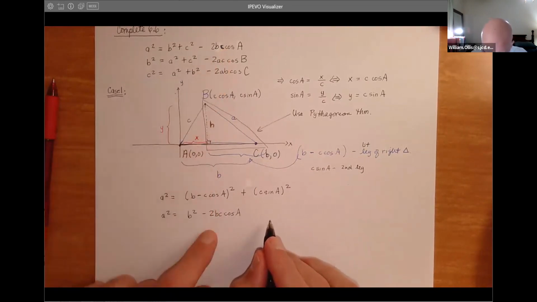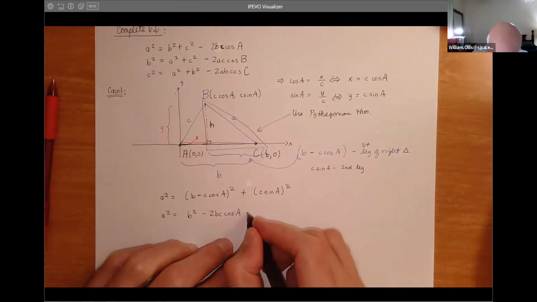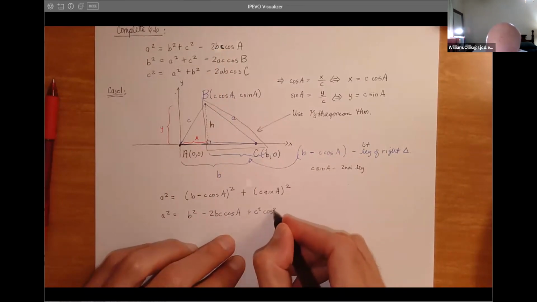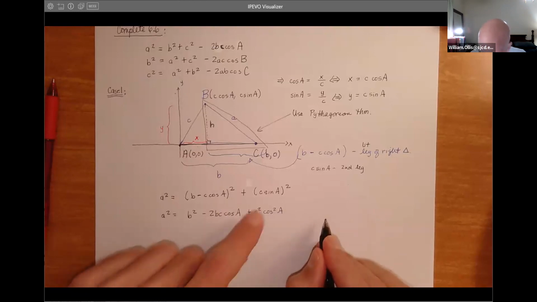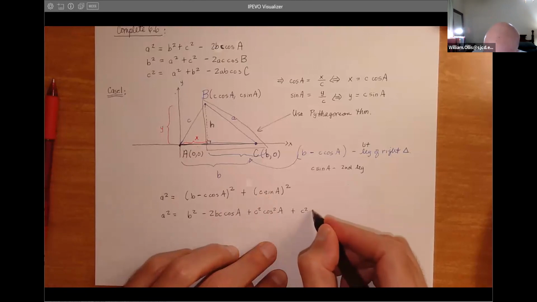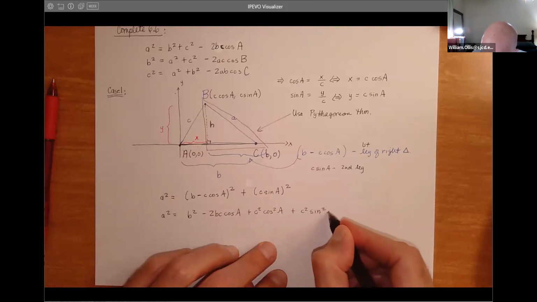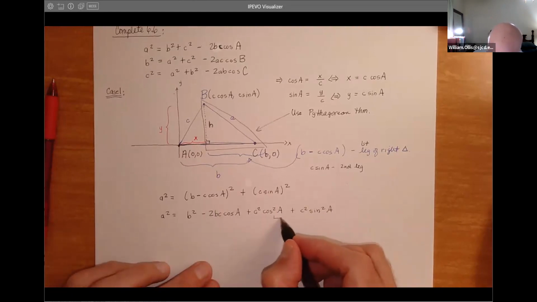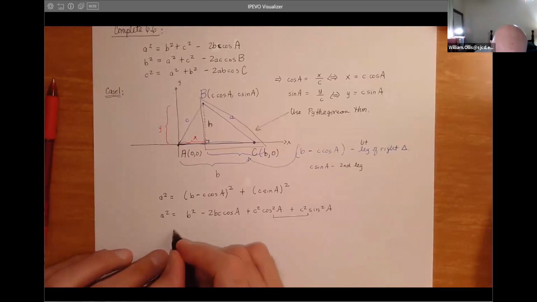So that looks really good. And then we square this term, we get c squared cosine squared a. And the last term is pretty simple. We just square it, c squared sine squared a. So now what we can do, it looks like we've got all the ingredients. We're just going to combine this by factoring.